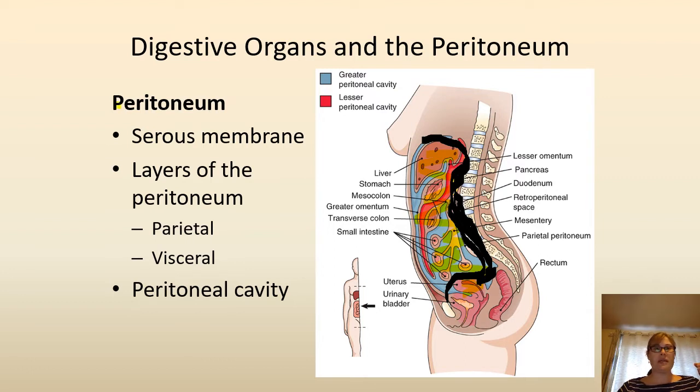So this peritoneum is also going to make up some other tissues that are found in the digestive system. Those are going to be the mesocolon, the greater omentum, the mesentery, and the lesser omentum. We're going to talk about those in just a second. They're still peritoneal membranes. They just have different functions than sitting on the organ or in the cavity.